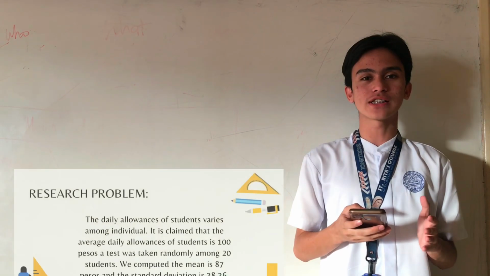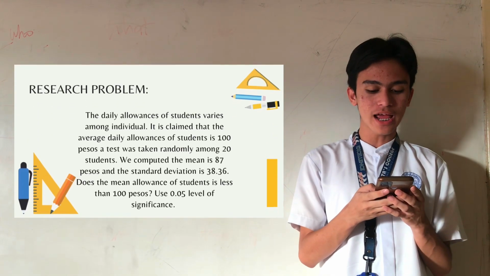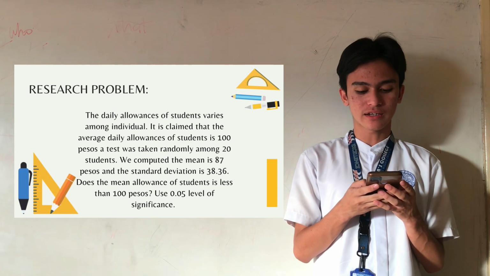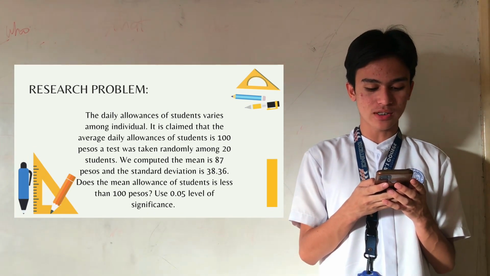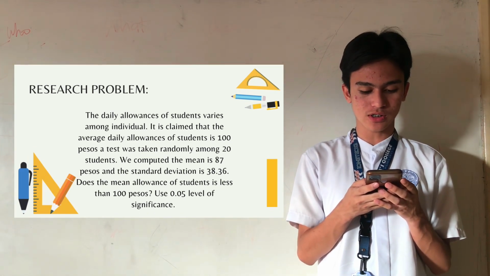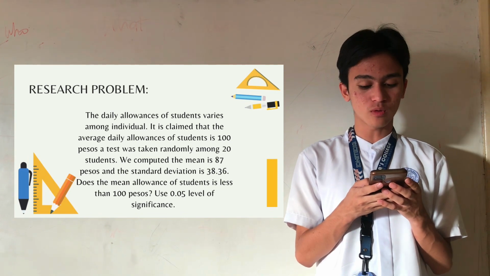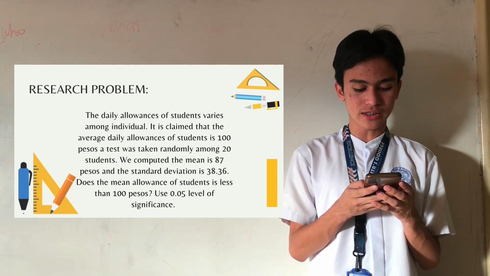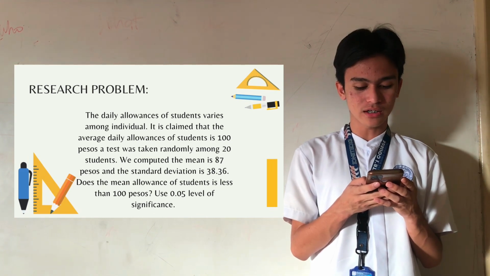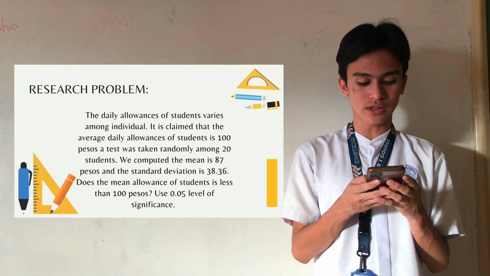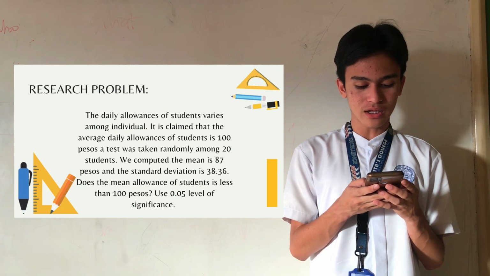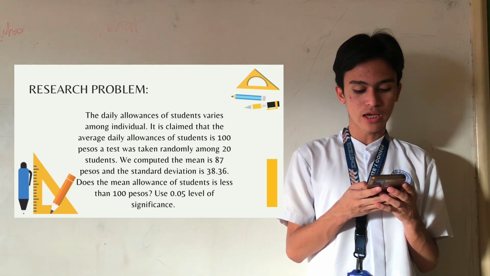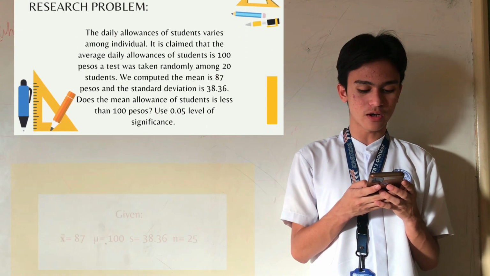So here's our research problem. The daily allowances of students vary among individuals. It is claimed that the average daily allowance of students is 100 pesos. A test was taken randomly among 20 students. We computed the mean is 87 pesos and the standard deviation is 38.36. Thus, the mean allowance of students is less than 100 pesos. Use 0.05 level of significance.